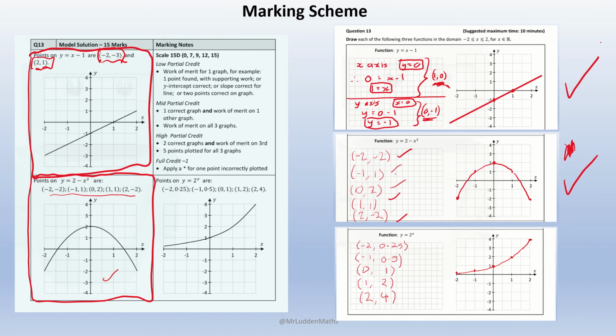For my last one, again, nearly the same as my quadratic. I've listed out all my points. These are the ones that I've taken from my table. In your exam, you would have to show your table or show your workings out in order to show where you got these points from, unless you're using your calculator, which we'll have a look at in a couple of minutes.